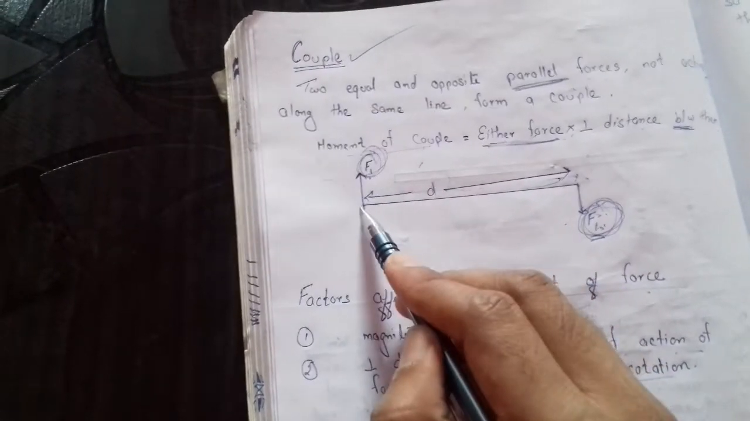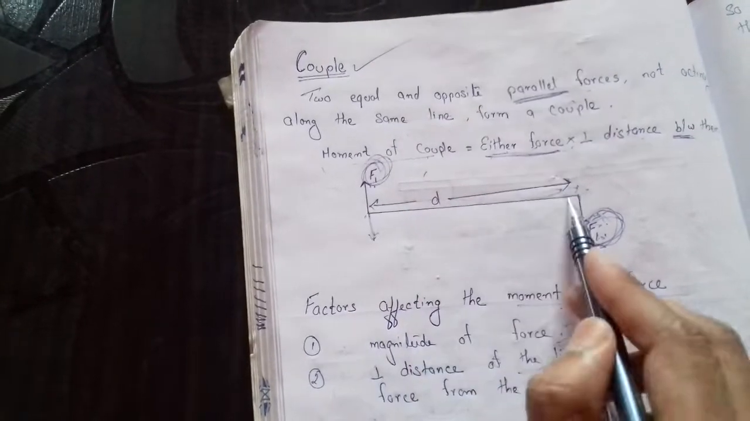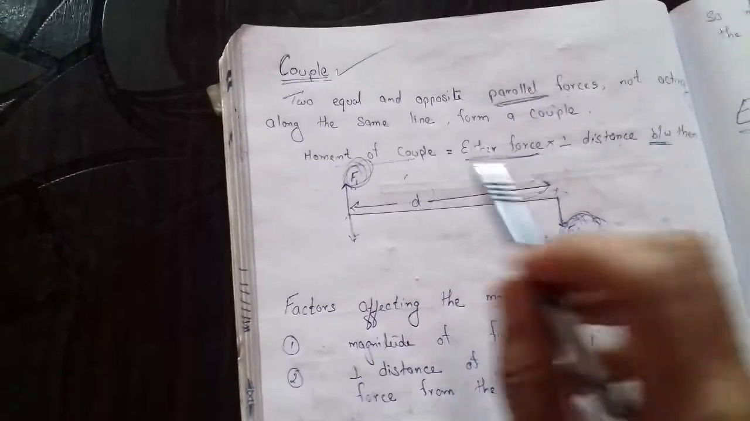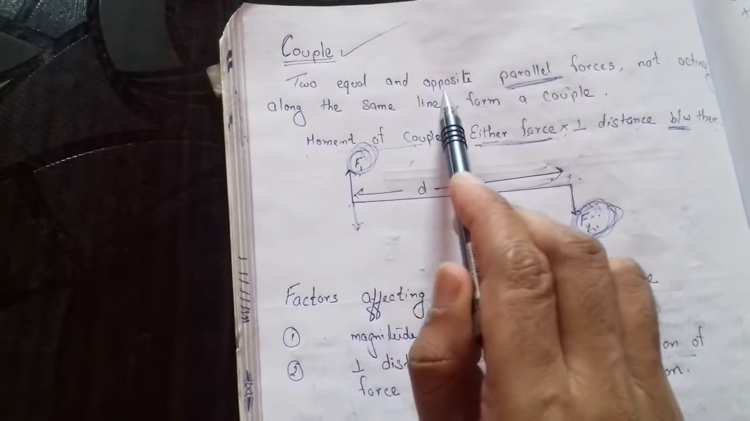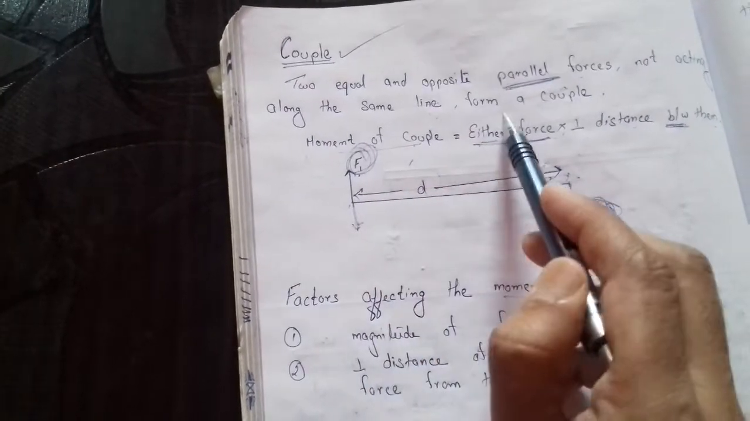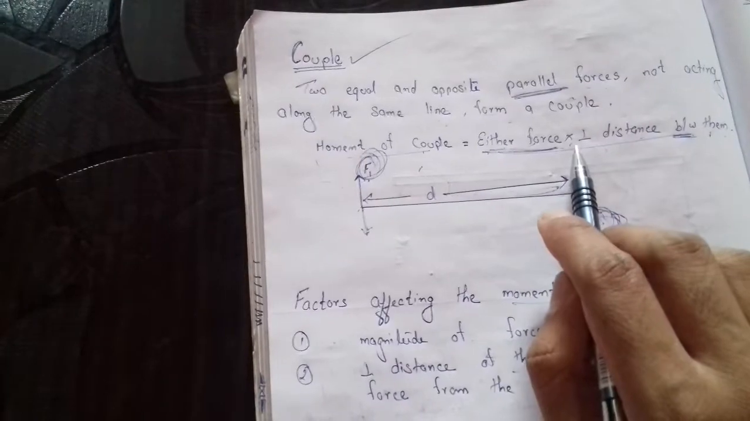F1 is acting over here, and at a distance of d meters from this F1, the second force F1 is acting in the opposite direction. So we can say two equal and opposite parallel forces not acting along the same line form a couple. Remember this formula to find the moment of couple.